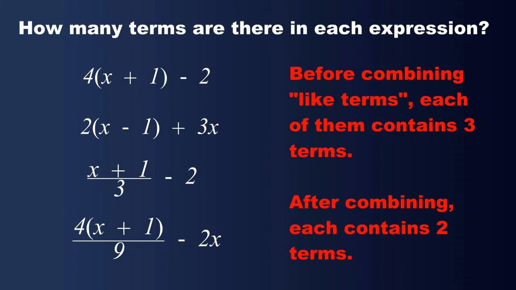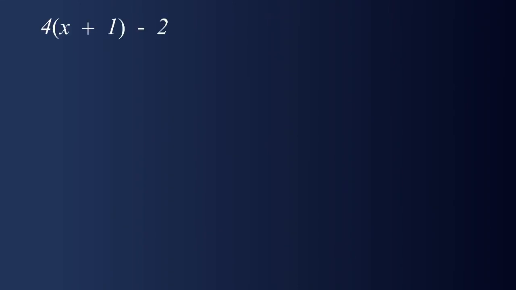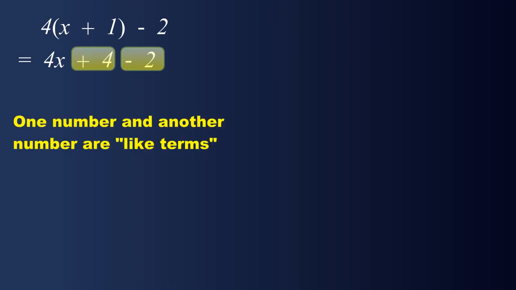In a nutshell, terms in polynomials are separated by addition sign or subtraction sign. Using the first equation as an example, when we expand the expression, we have 3 terms that are 4x, 4, and -2. Since 4 and -2 are both numbers, they are like terms. We can combine them, and that leaves us 2 terms.